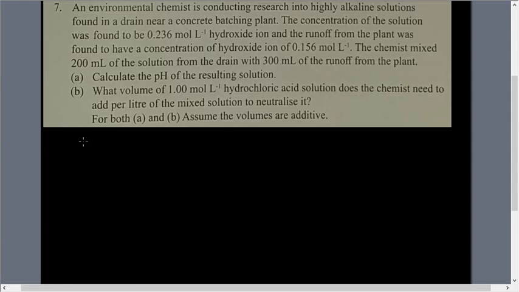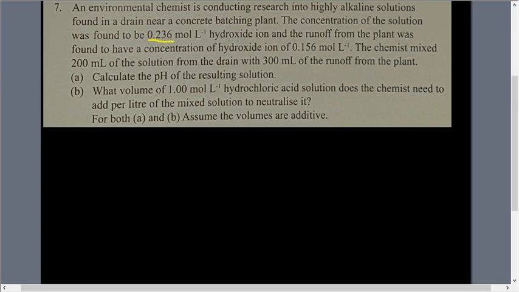Okay, we're having a look now at question 7 from set 13. In this question, an environmental chemist is conducting research into highly alkaline solutions found in a drain near a concrete batching plant. Batching, incidentally, just means a mixing plant, so it would be a place where concrete is being made up.